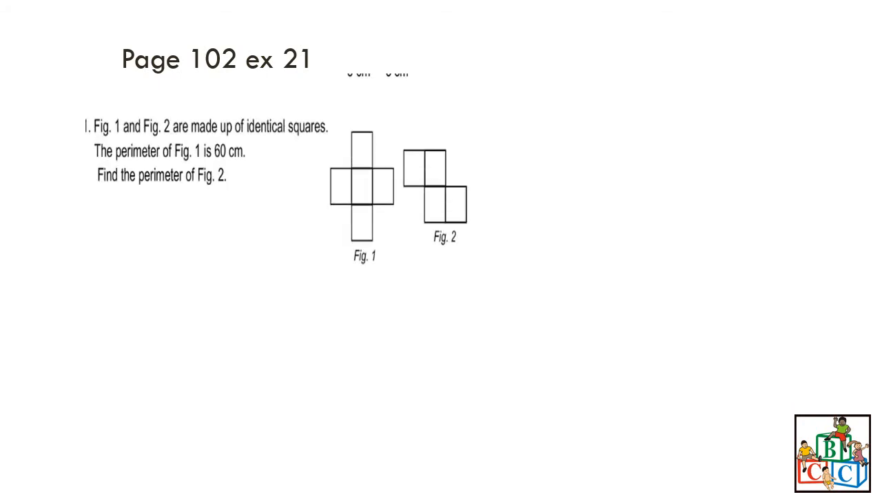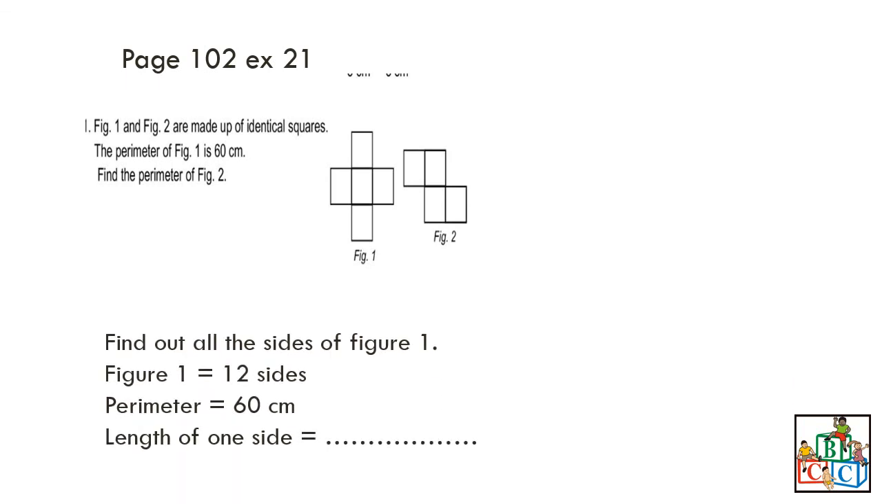Exercise 21. Okay, this is the question. Figure 1 and figure 2 are made up of identical squares. The perimeter of figure 1 is 60 centimeters. Find the perimeter of figure 2. So how did you get 60 centimeters as the perimeter? What you should do? First of all, it's very important you need to find out all the sides of figure 1. So you have to find out all the sides of figure 1.